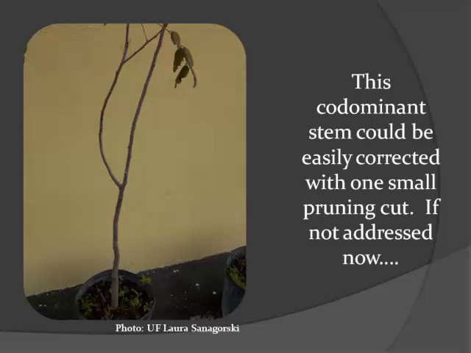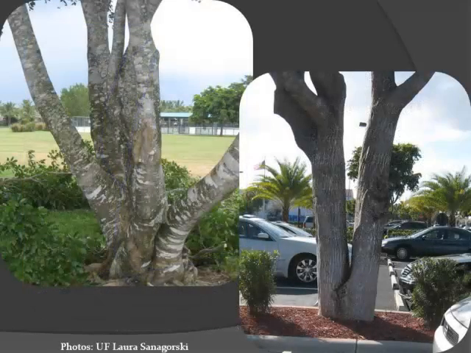So when we have these codominant stems, we could do one of two things. First of all, we can avoid planting this tree and select one that has a better structure. That's a great choice. We can also do pruning to correct the structural defect. And if we fail to do one of those things and these codominant trees get planted in the landscape, this is what the result is.